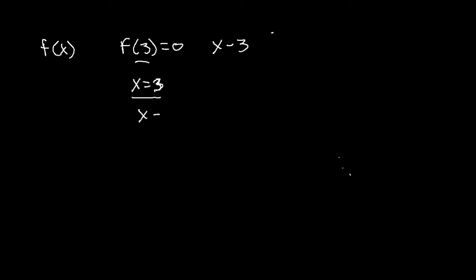And recall that if you transpose any term to the other side of the equation, a corresponding change in sign should occur. So this positive 3 now becomes negative 3, and now this just equals 0. So that's how we arrive at the factor x minus 3. Let's try an example to better understand this.